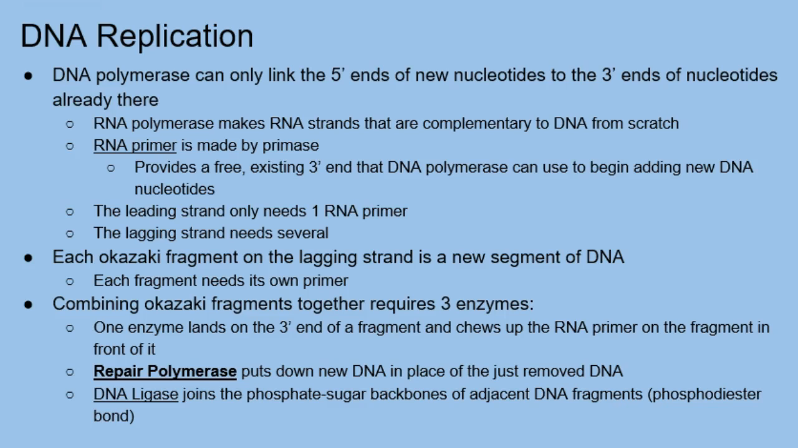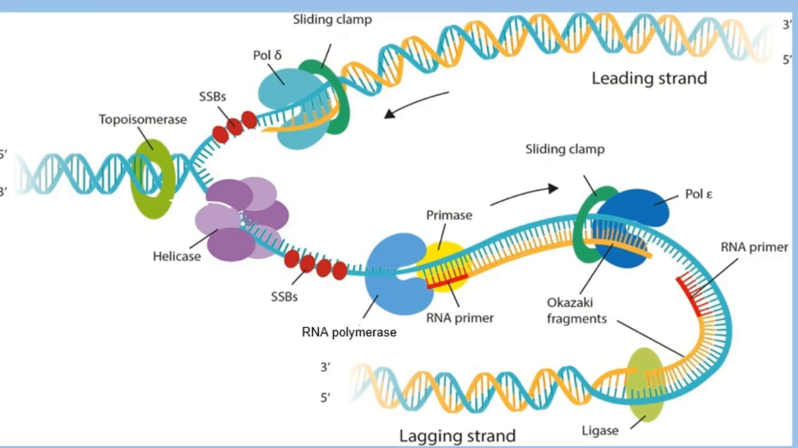Combining Okazaki fragments together requires 3 different enzymes. There's one enzyme that lands on the 3' end of a fragment and chews up the RNA primer on the fragment in front of it. Repair polymerase puts down new DNA in place of the just removed DNA, and DNA ligase joins the phosphate sugar backbones of adjacent DNA fragments together by forming a phosphodiester bond.